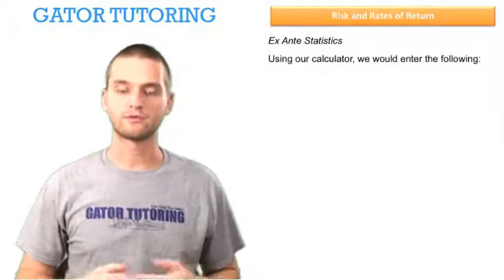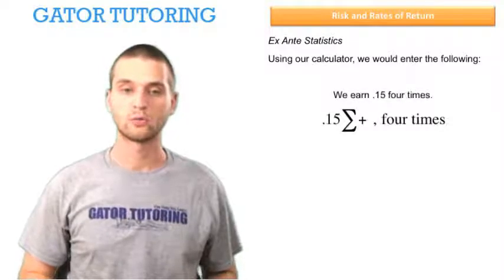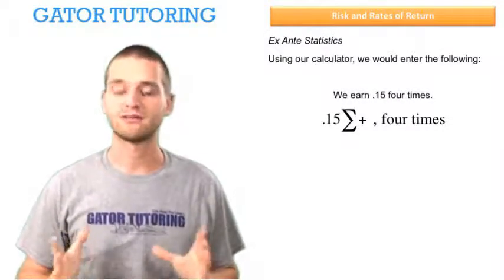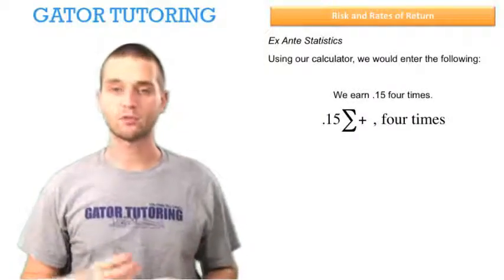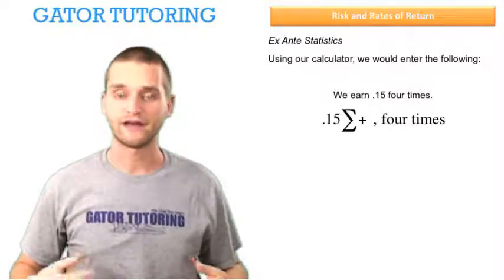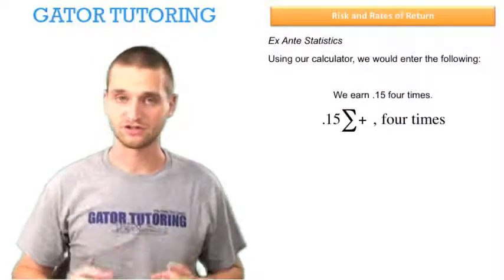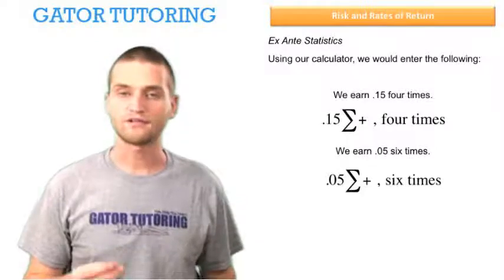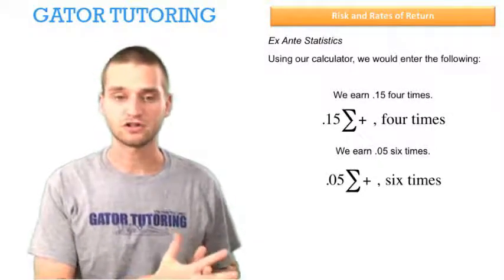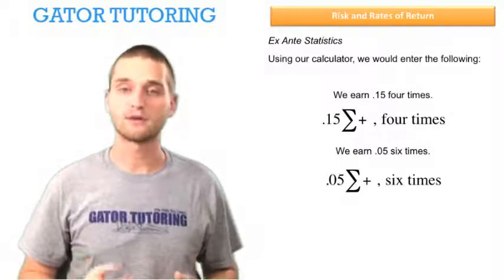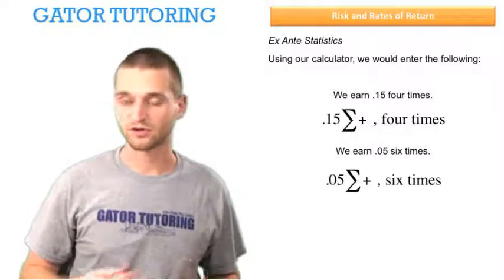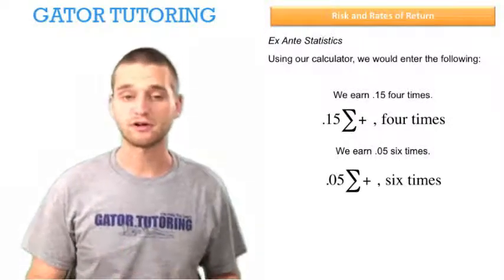Using our calculator, we would just enter the following. We earn 15% 4 times in this hypothetical situation where we have 10 periods. So we would enter in 0.15 and then press the capital sigma plus button to tell our calculator that we're entering this information into a collection of data. And then we earn 5% 6 times, again based on those probability estimates for the future states of nature. So we enter in 0.05 and then we press the capital sigma plus button, and we do this 6 times because we earn 5% a total of 6 periods.